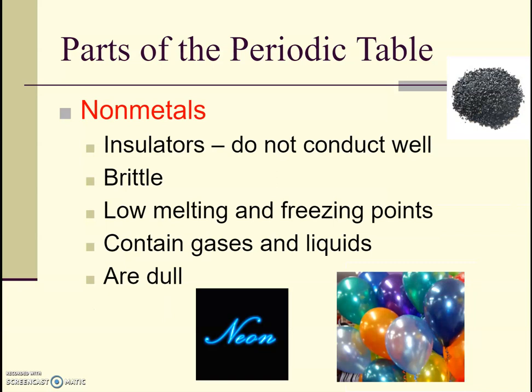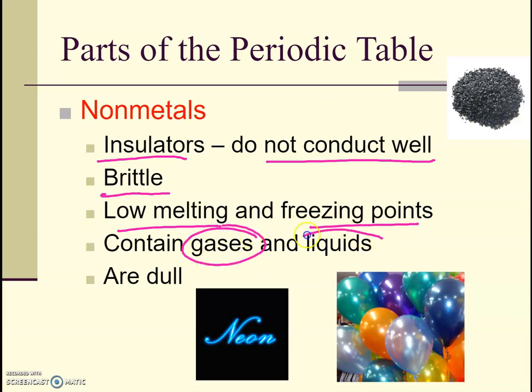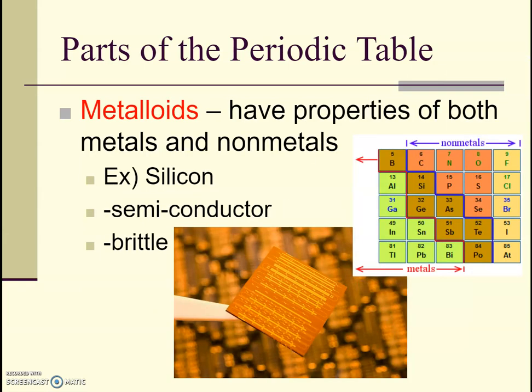All right, then we have our nonmetals, which are the exact opposites. They are going to be insulators. They do not conduct electricity well. They're going to be brittle and relatively weak, with low melting and freezing points relative to the metals. Most are going to be gases, some liquids. The liquid one is bromine, and they're dull. They're not shiny. And then our metalloids have properties of both metals and nonmetals.